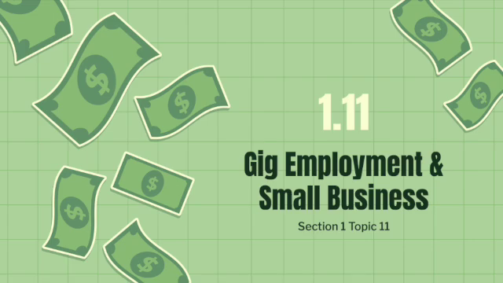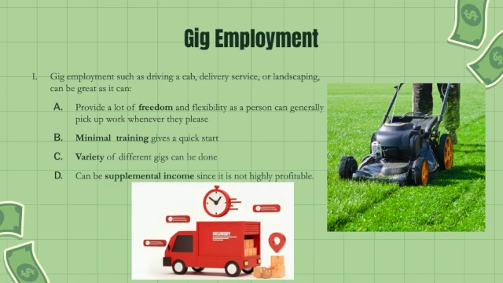Section 1, Topic 11: Gig employment and small businesses. So gig employment is generally defined as small services or jobs that you pick up. It's just gigs. And it can be things such as driving a cab, doing delivery service, landscaping, even cleaning pools, walking dogs. Those all count as gig employment because you're just doing separate gigs and you're not really tied down.